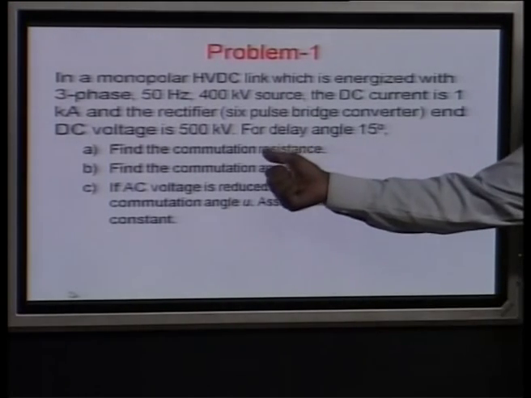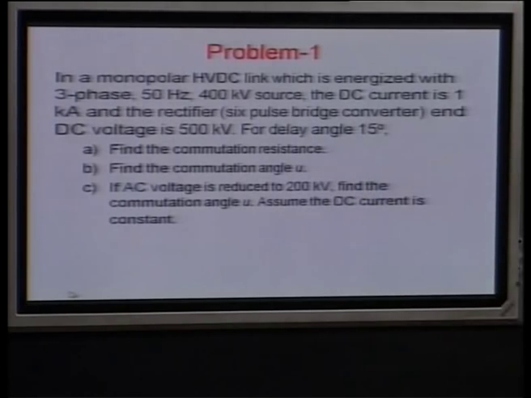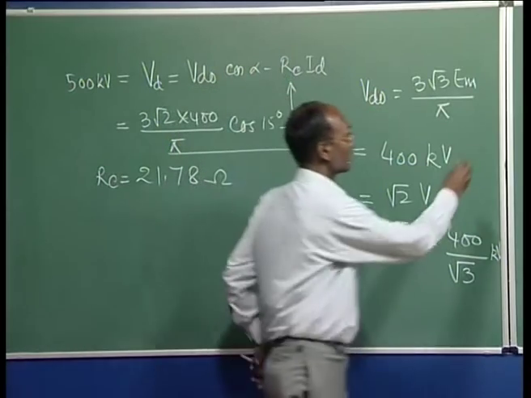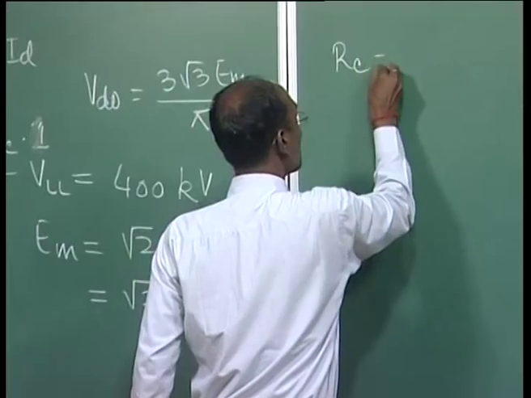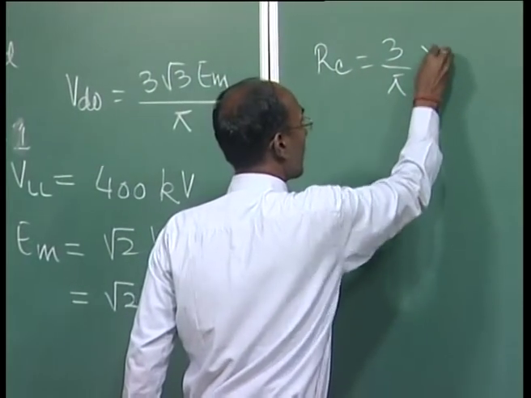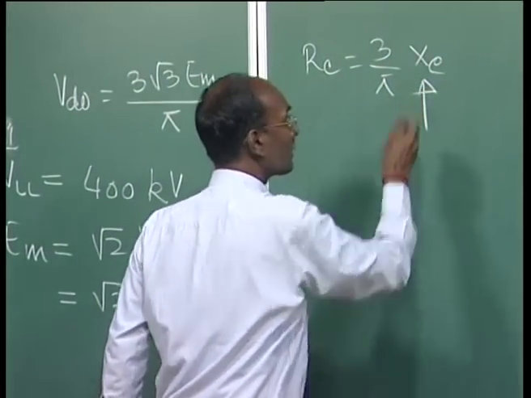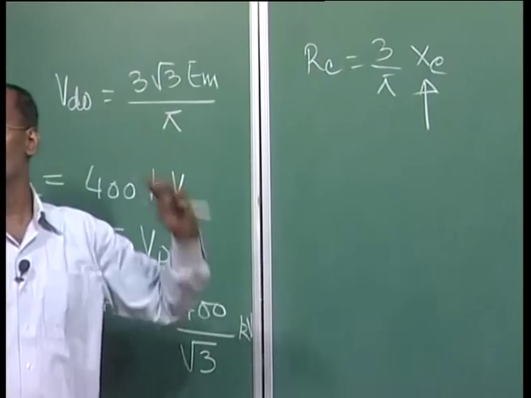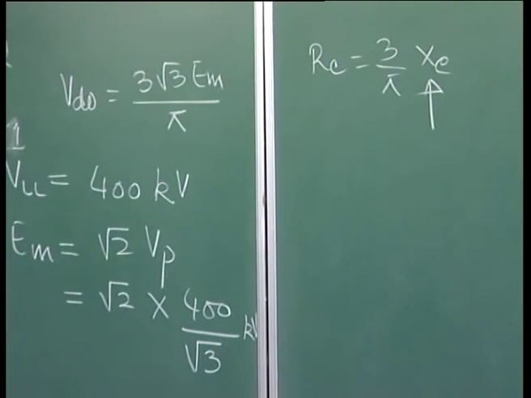Sometimes it is asked what the commutation reactance is. Then you can simply use this R_C value, since R_C is nothing but 3 by pi X_C. We will see that in the next problem.